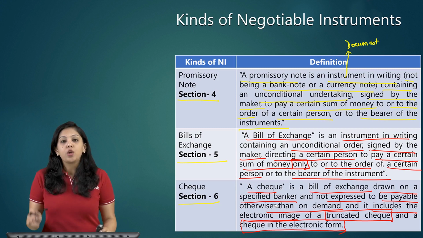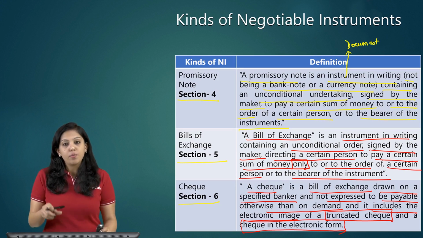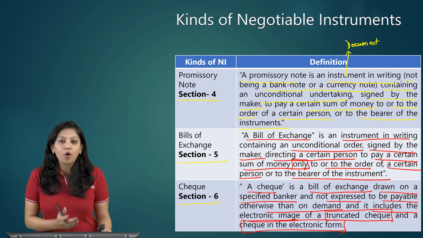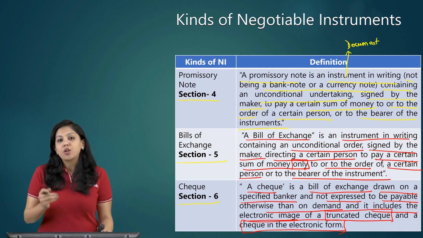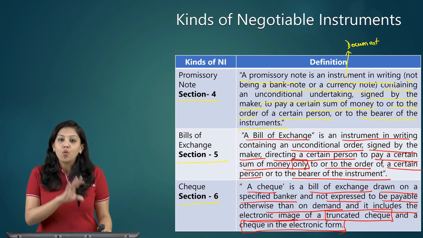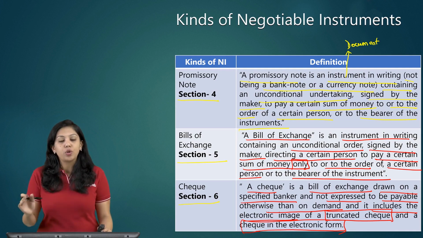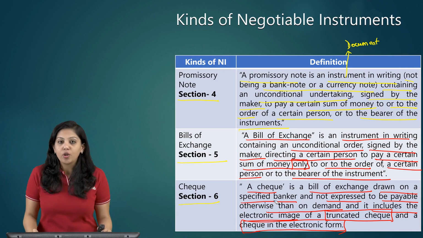So in the next topic, you will be learning about the promissory note, bill of exchange and check in detail. That is, what is the process of a promissory note, why it is called a negotiable instrument, and how it is negotiated from one person to the other. So with this, we'll conclude the topic. Thank you.